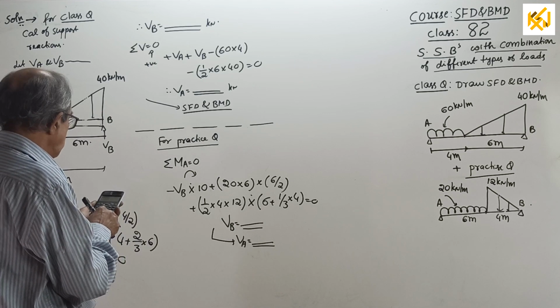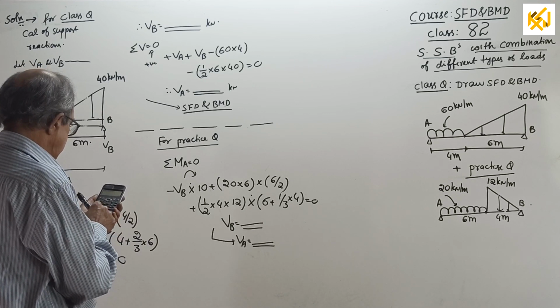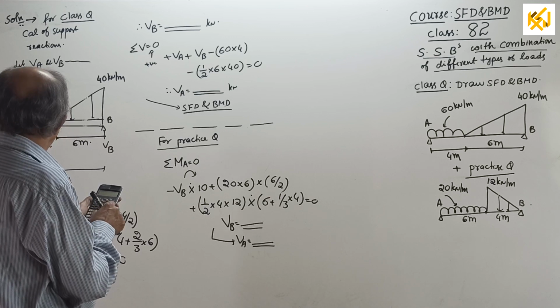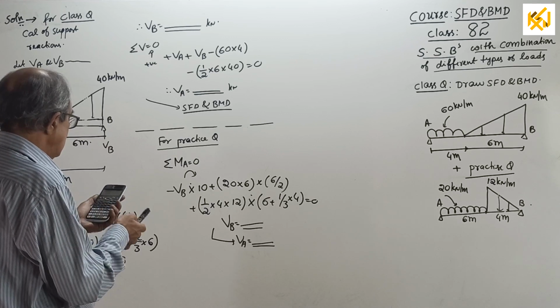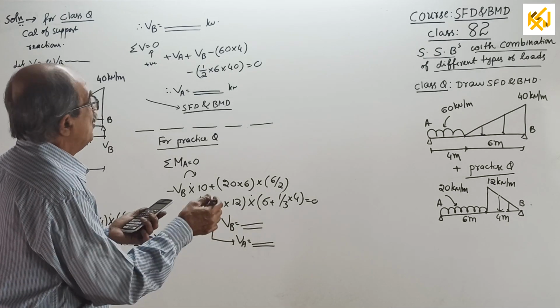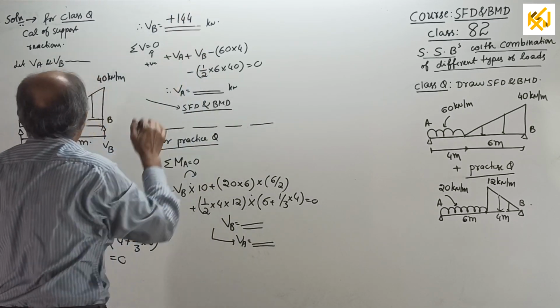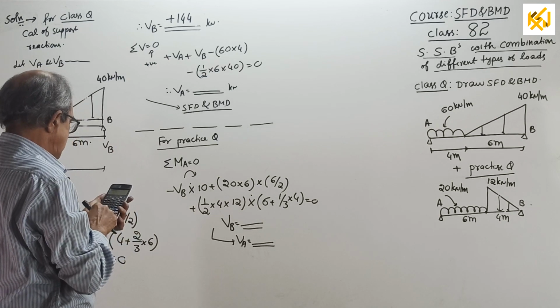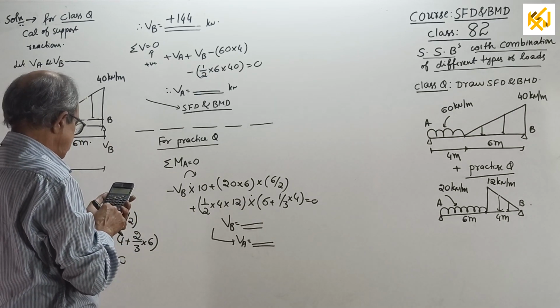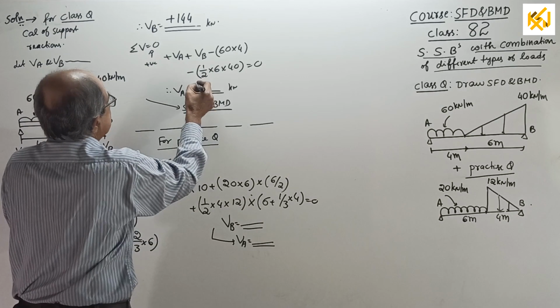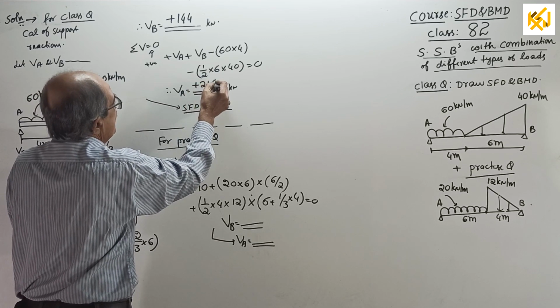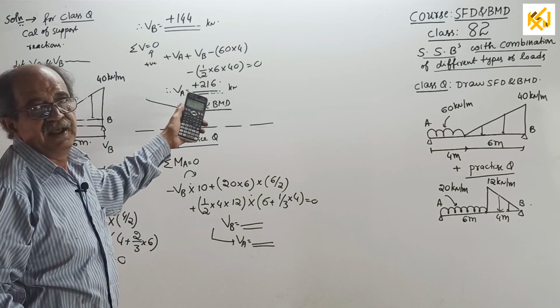(60 into 4 into 2) plus half into 6 into 40 into 8, divided by 10. This will come to 144 kilonewton. VB will come 144 kilonewton. VA will come 240 minus 40 into 3 plus 216 kilonewton. These are the reactions for our class question.